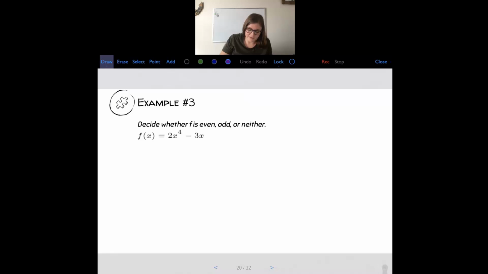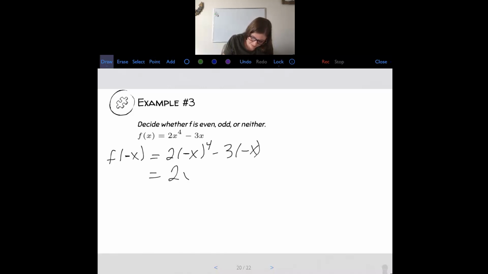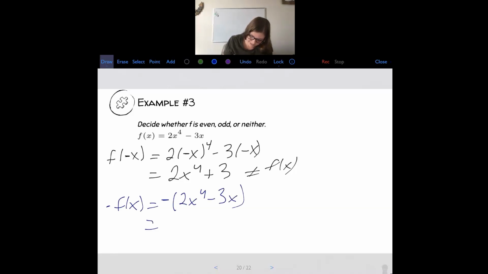Last example, decide whether f is even, odd, or neither. Again, both tests require us to find f of negative x. So we replace every x with negative x. This gives us 2x to the 4th, and negative 3 times negative x is positive 3x. So this does not equal f of x, so this function is not even. And then we need to find negative f of x, which is negative 2x to the 4th minus 3x. And we simplify: negative 2x to the 4th plus 3x. And then we look to see if it's the same as f of negative x.